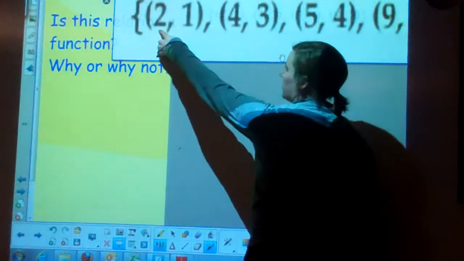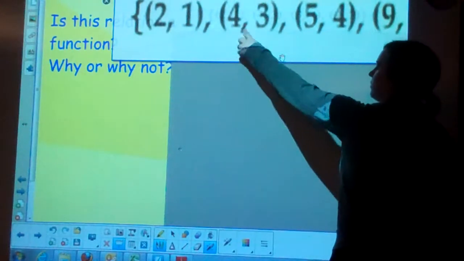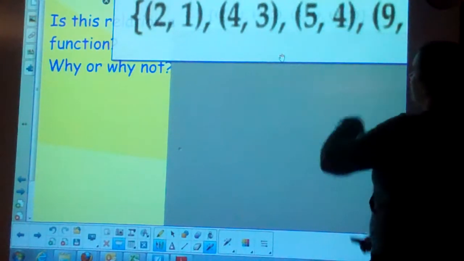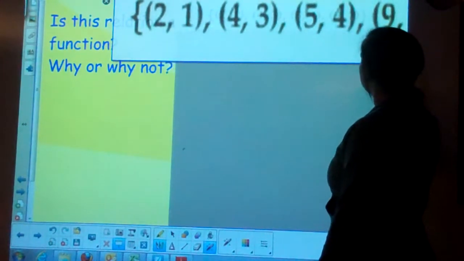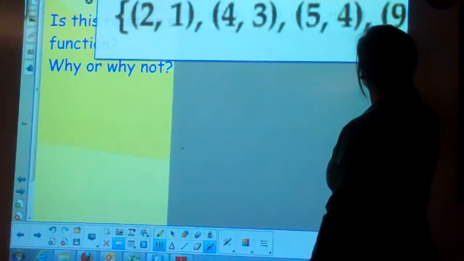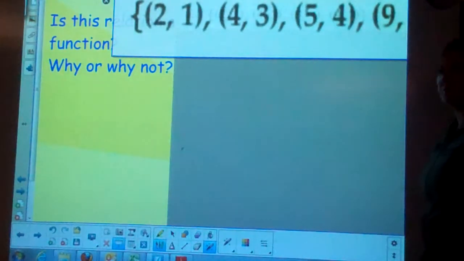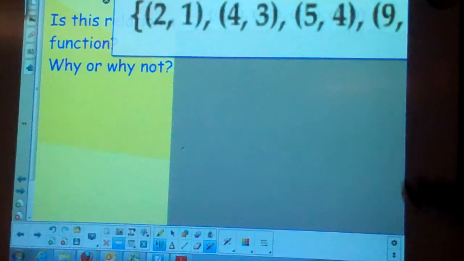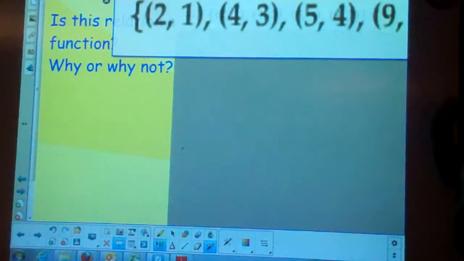So we've got an ordered pair of 2, 1. We've got 4, 3, 5, 4, and then 9, 7. Yes, 9, 7, although it's not there. So 2, 1, 4, 3, 5, 4, and 9, 7.